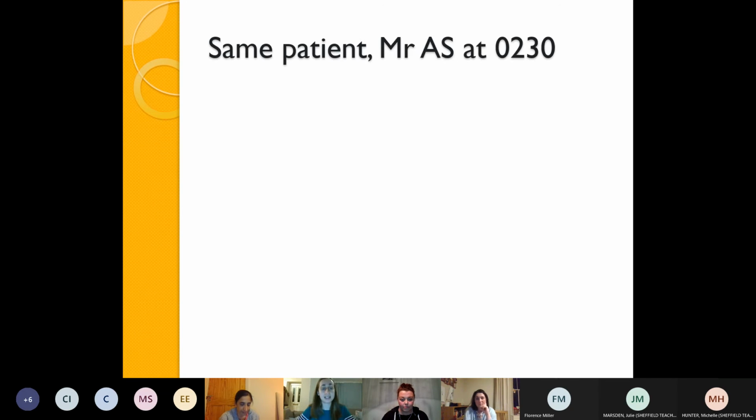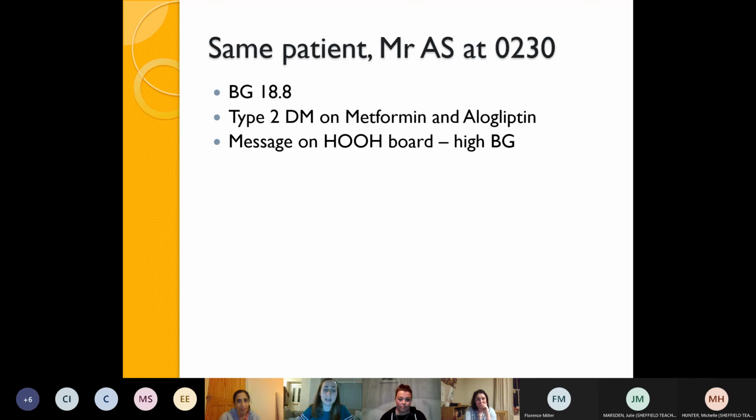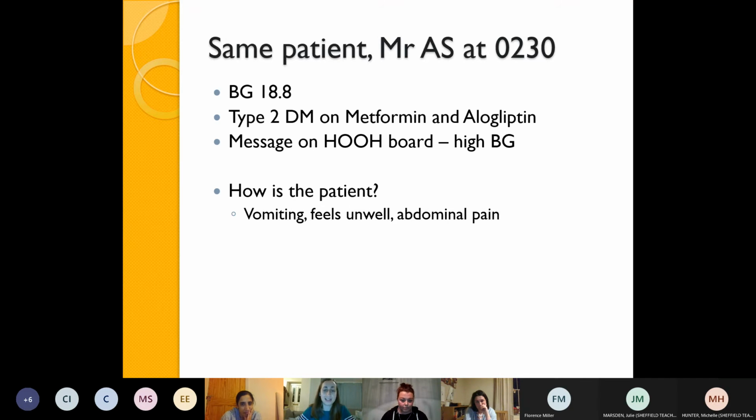Great. So let's say it's the same guy, Mr. AS. It's 2:30 again. Blood glucose is 18. Same type 2 on metformin, alogliptin. He's got high blood glucose. So this time, he's not very well.